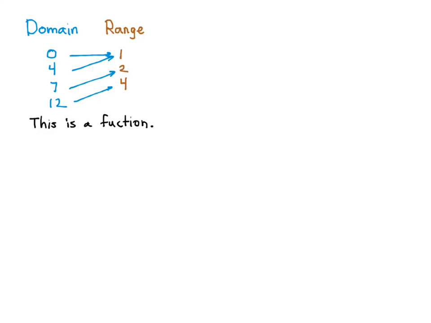Now, the other way is okay. I can take a value in my domain and assign it to a value in the range that is the same as some other value in the domain. Like in this case, if I have 0 and 4 both assigned 1 in the range, this is okay. This is still a function because it meets that definition that every element in the domain is assigned exactly one value in the range. The values in the range can be reused.